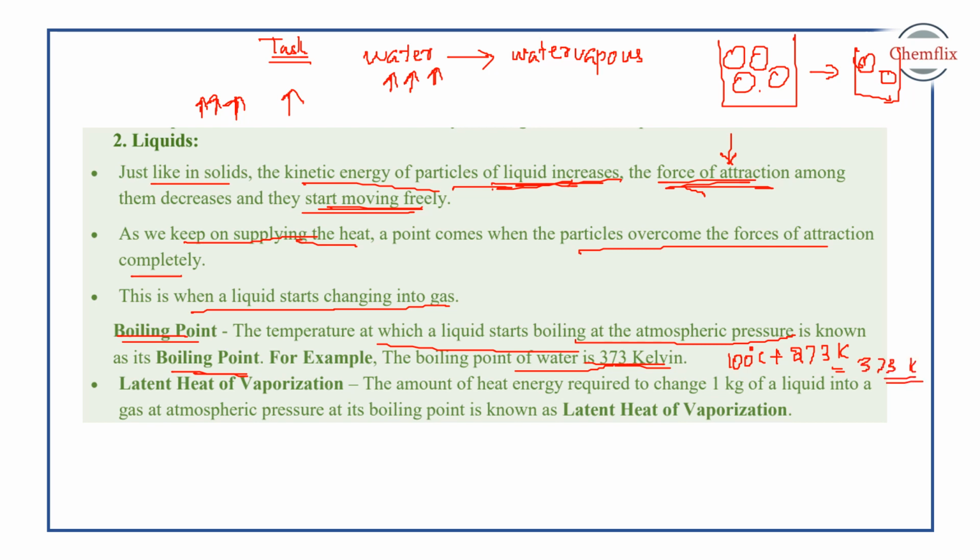Okay. Now, latent heat of vaporization. Previously we studied latent heat of fusion. Now, latent heat of vaporization. Here also hidden heat is there, right? So here the amount of heat energy required to change 1 kilogram of a liquid into gas at atmospheric pressure at its boiling point is known as latent heat of vaporization. Same idea, we are converting liquid into gas. There, latent heat of fusion is the amount of heat energy required to change 1 kilogram of a solid into liquid at atmospheric pressure at its melting point. In that place it is the melting point, here it is the boiling point.